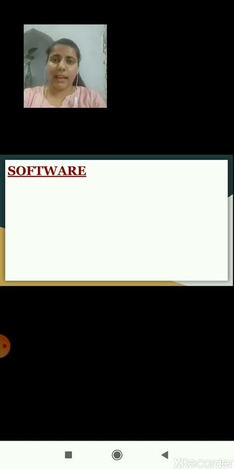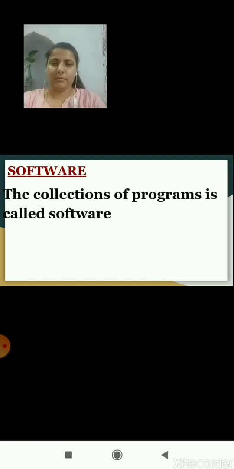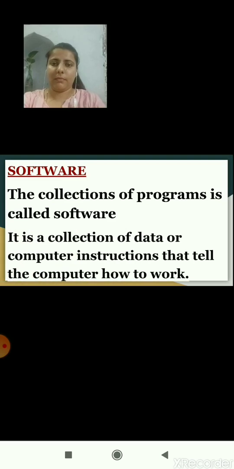As I told you earlier, computer never does anything by its own. It only follows human instructions, and those human instructions are in the form of program. Now the collection of programs is known as software. It is a collection of data or computer instructions that tells the computer how to work.